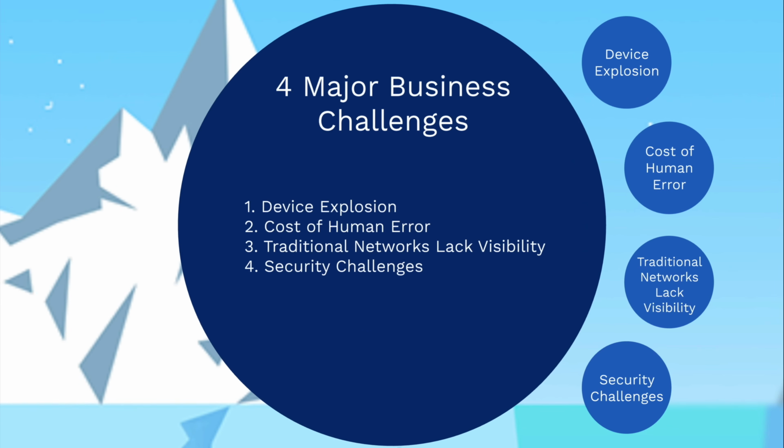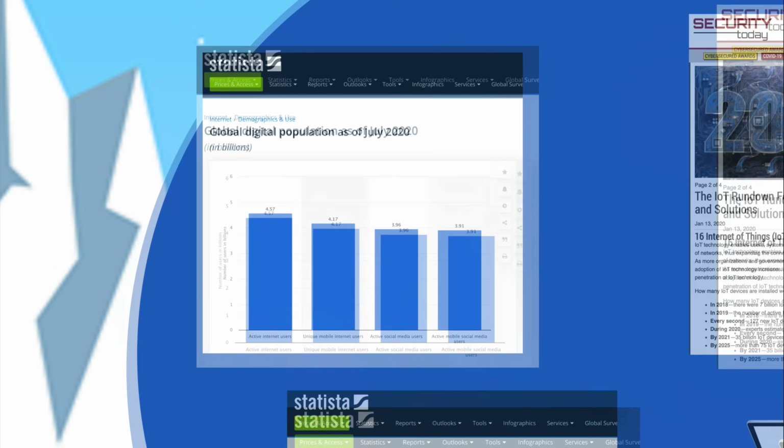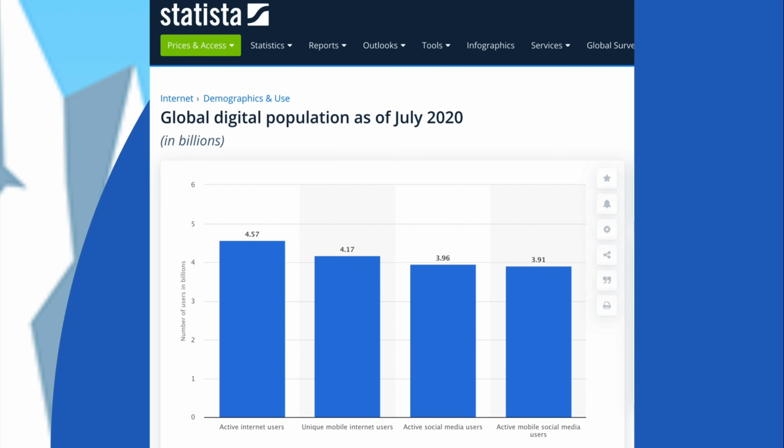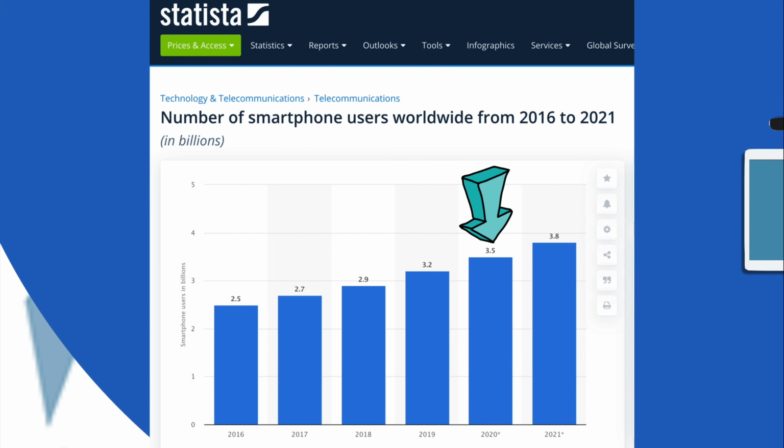Let's dig right in. There are 4 major challenges that most businesses are facing today. First, device explosion. According to this report from Statista, there are roughly 4.5 billion people online, and we're talking active users. That's more than half the population on a global scale. You're looking at almost 60% of the global population online, actively using the internet.